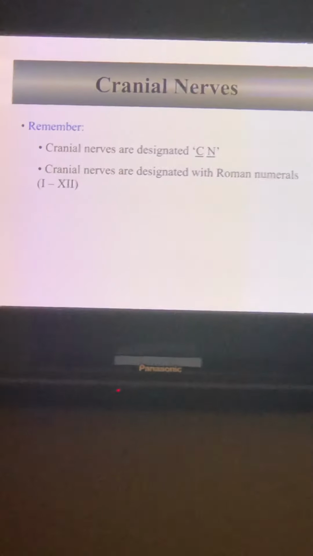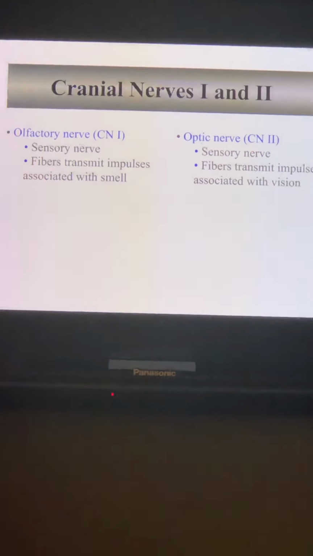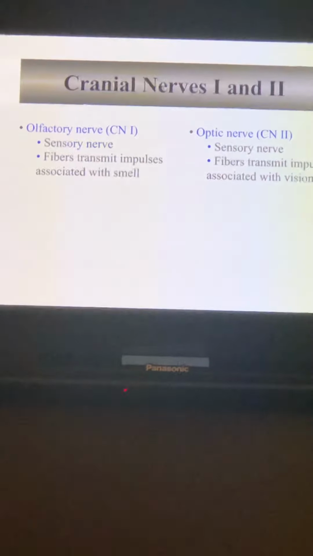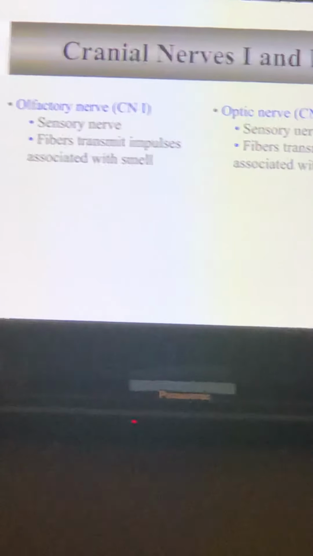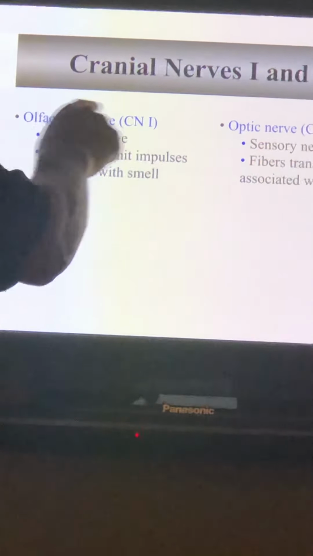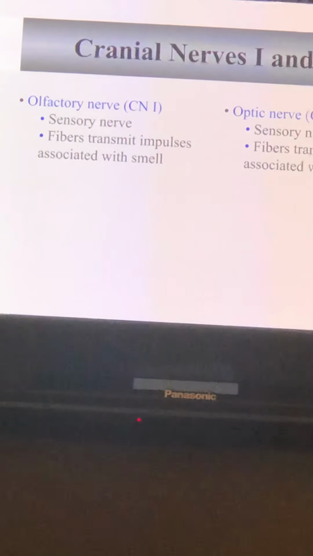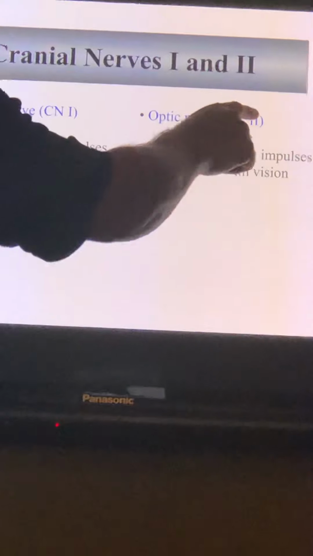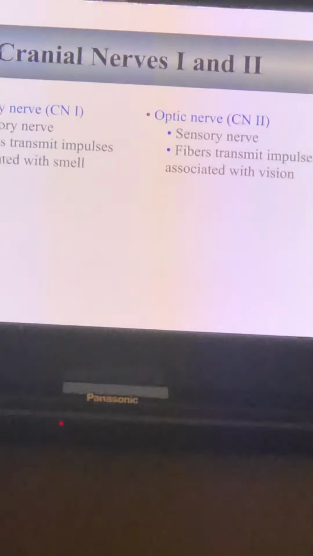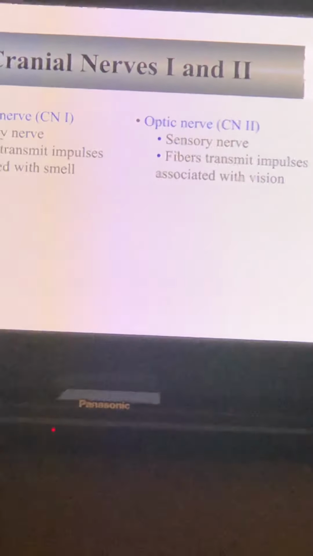Okay, cranial nerves. I'm going to go through this very quickly. Cranial nerve 1, sense of smell. That is the function. It is the olfactory nerve. You need to know the nerve name, the Roman numeral, and its function on each one. The name, the Roman numeral, its function. Cranial nerve 2, optic, vision.